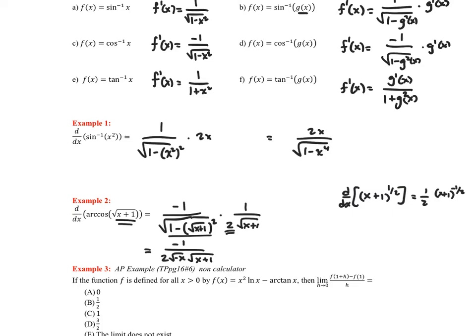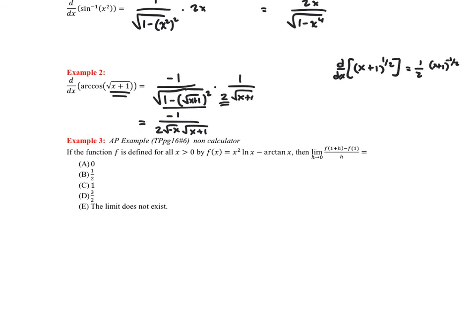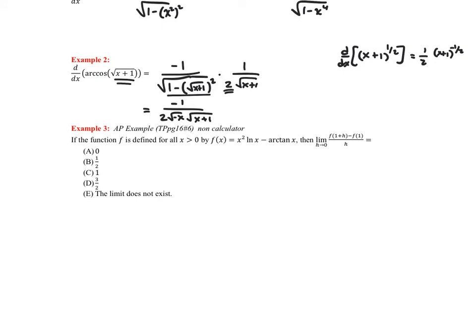All right, let's look at a third example, an AP example from a while back. Notice that the function f is defined for all x greater than 0, and f of x equals x squared ln of x minus arctan x. Find the limit as h goes to 0 of f of 1 plus h minus f of 1 over h. Well, this is equal to f prime at 1. So I got to find f prime first.